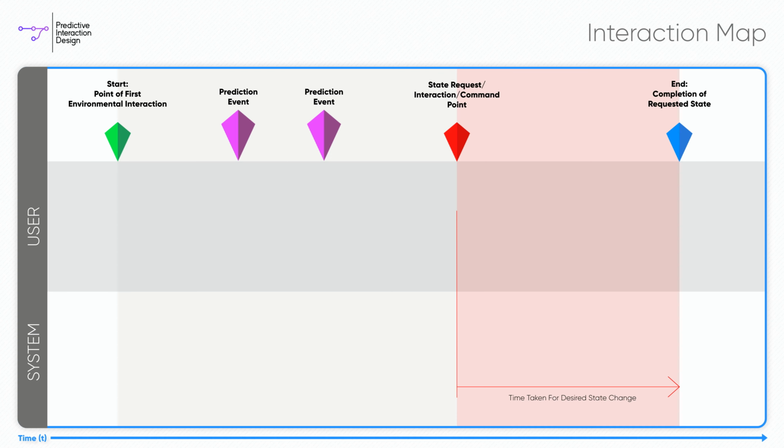So at the bottom of the map, we've got time. So we go chronologically from left to right. And then we've got a row for the user on the upper section. So that's where we write down everything that the user does. And on the bottom row, we've got everything that the system does. And as we look through all of the interaction maps through this course, you'll get a better idea of how we can achieve those faster, more efficient or secure user experiences.